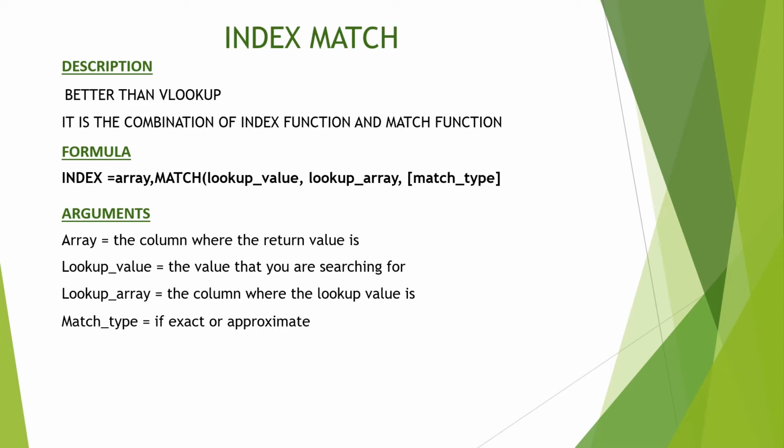In index match, we have 4 arguments. The array, which is the column where the returned value is. The lookup value, which is the value that you are searching for. The lookup array, which is the column where the lookup value is. And match type, to determine if exact or approximate. As you can see, we have 2 functions combined. For you to understand how this formula works, you need to know first what the index function and match function are, respectively.